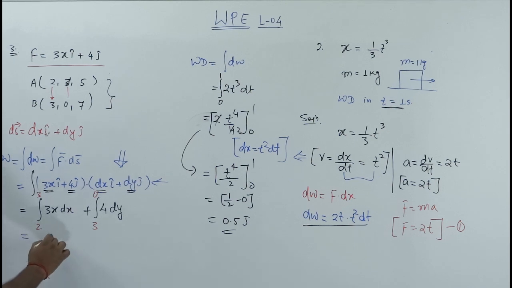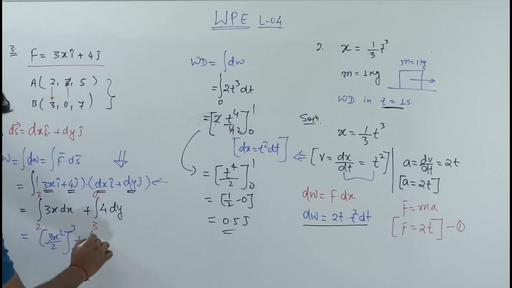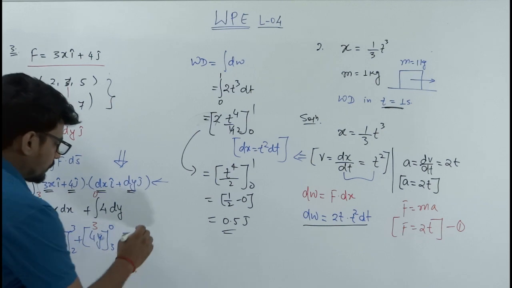There is nothing much about the physics now. So 3x square upon 2. You should put the limits from 2 to 3, and this should be 4 times of x. My bad, it should be y. Okay, and this is going to be 3 to 0. Going further, 9 times 3 is 27, 27 upon 2. I'm just putting it directly.